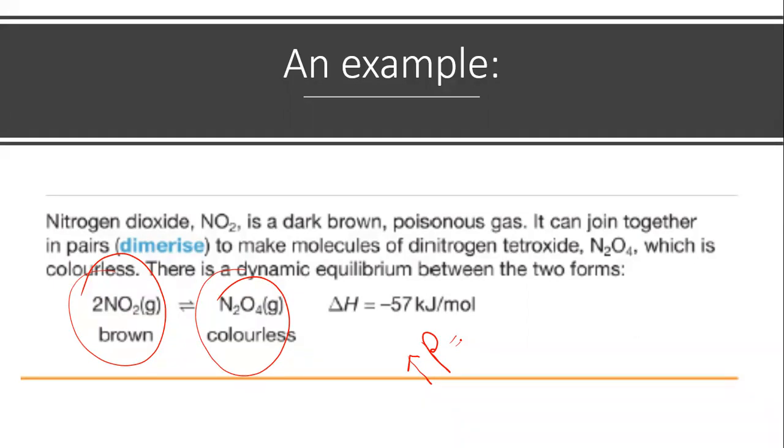Right, exactly. Look, you have 2 over here and only 1 over here. You have a 2 written next to NO2. You have to take a look at this number as well. This number is important. So you have 2 over here and just 1 over here. That means the right side has fewer molecules, the left side has more molecules. So when I increase the pressure, my reaction will shift to which side?